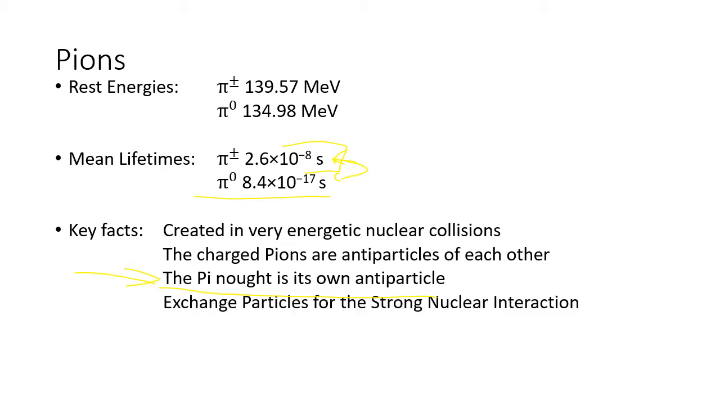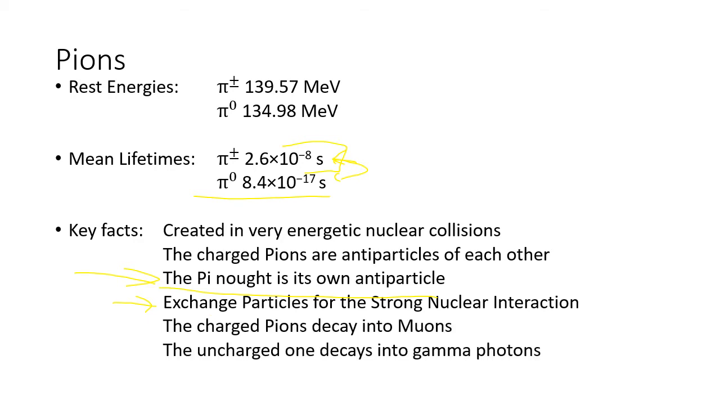They're the exchange particles for the strong nuclear interaction. That's also required knowledge for the course. You don't really need to know anything more than that. You just have to be able to reproduce that phrase there. The charged pions decay into muons. We know that already because we had a look at some of the Bristol group's emulsions in the last one. And the uncharged one decays into gamma photons, usually.